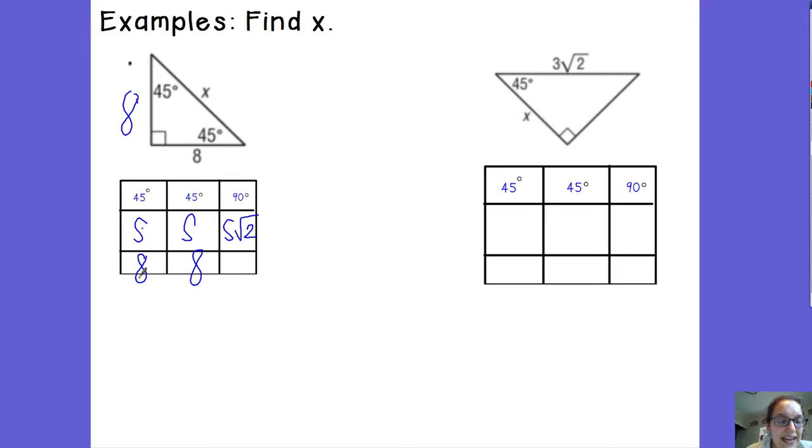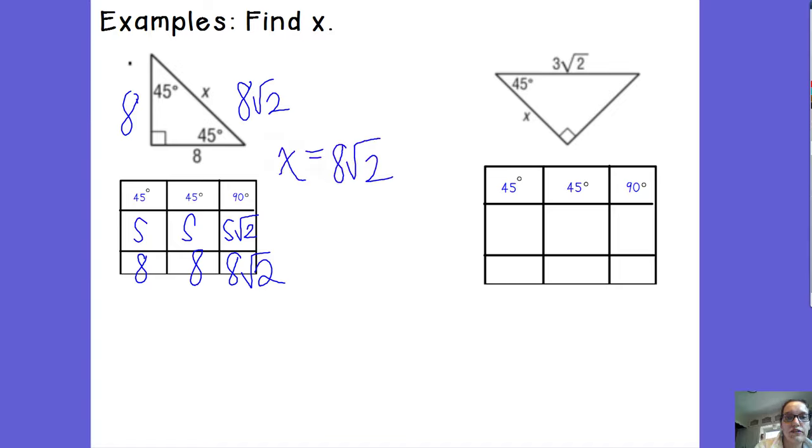If s is 8, what is the side across from the right angle going to be? I'm just going to plug 8 in for s, so this is going to be 8 root 2. I know s is 8, so I'm just going to plug 8 in for s. So x is going to be 8 root 2.